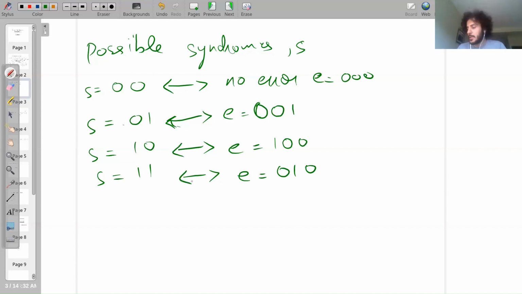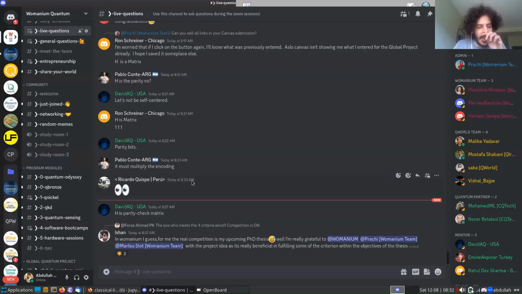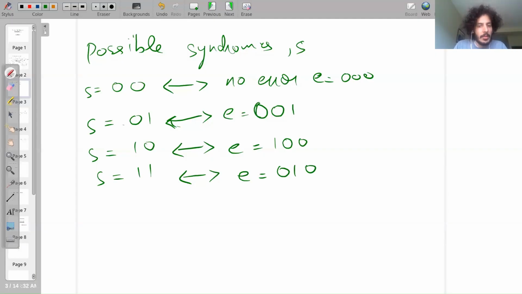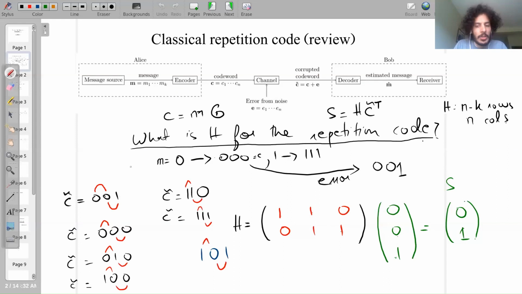Okay, so does this make sense? That this sort of comparison is also like, instead of doing majority voting, we can do this comparison of values, and that also tells us the location of the error.